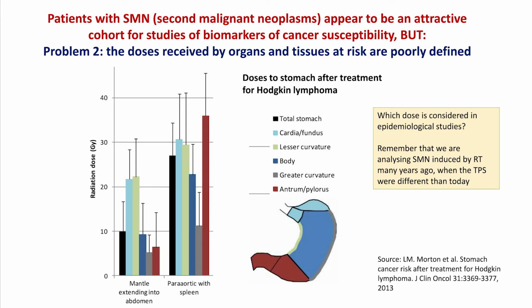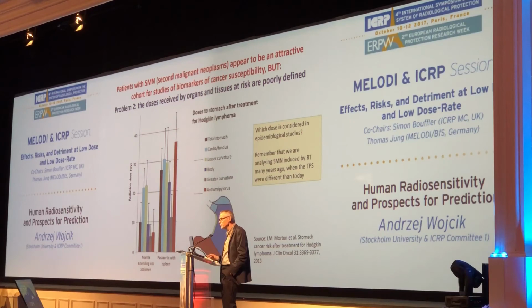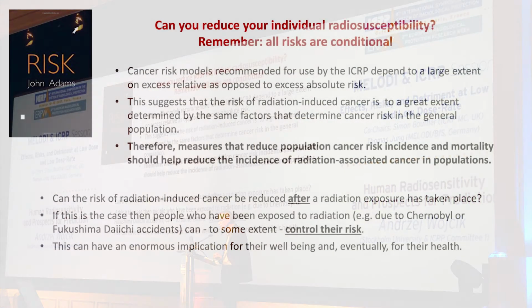This is from a study where they looked at the dose to the stomach following radiotherapy for Hodgkin disease, and depending on the type of treatment, you have different doses to different parts of the stomach. How do you report the dose? If you take the average dose, it's meaningless. So again, dosimetry is difficult here.